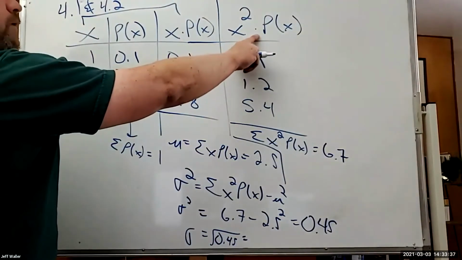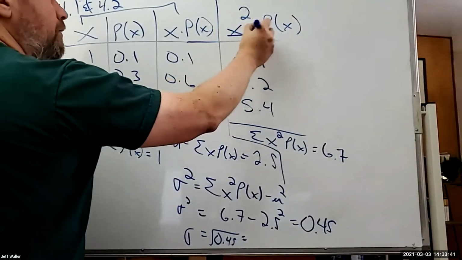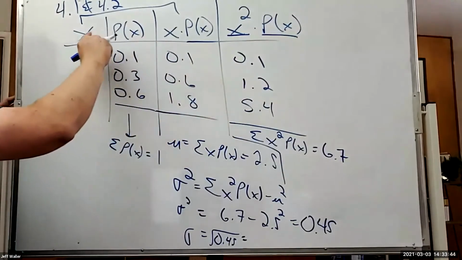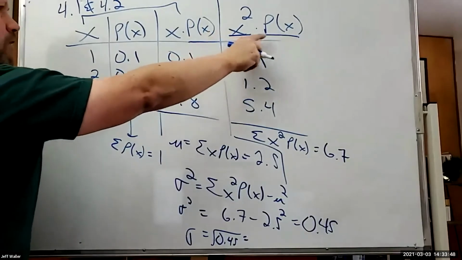Here? Yeah. All right. So what I do, 0.6. I need x squared p of x. What I do is I say x times x p of x. Isn't that x? Okay.